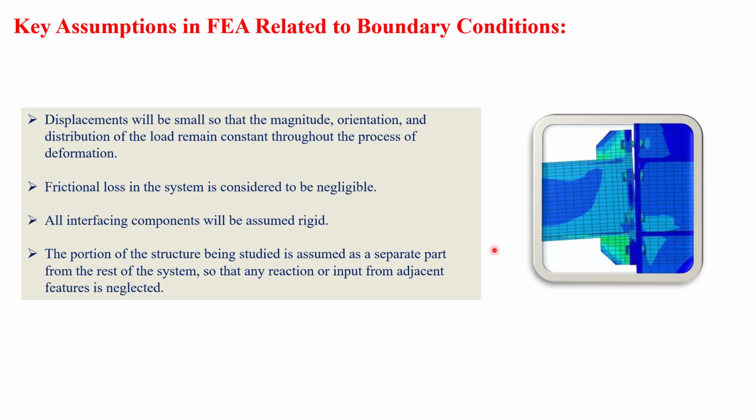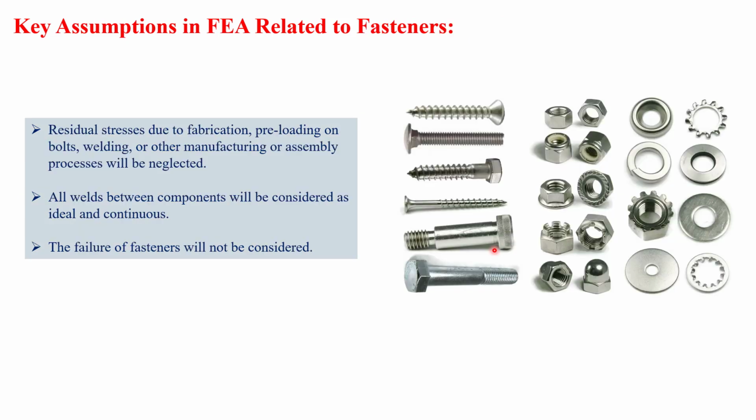Assumptions related to boundary conditions, material, and the geometry, we had seen, and now the fasteners. When it comes to fasteners, the residual stress due to fabrication, preloading, that is pretension, welding, and manufacturing will be neglected. We don't even consider these things. All welds between the components will be considered as ideal and continuous. Whatever weld we have, we consider as ideal or continuous.